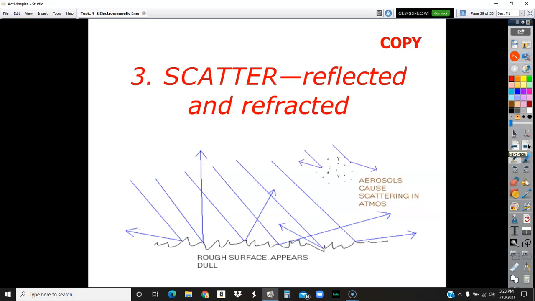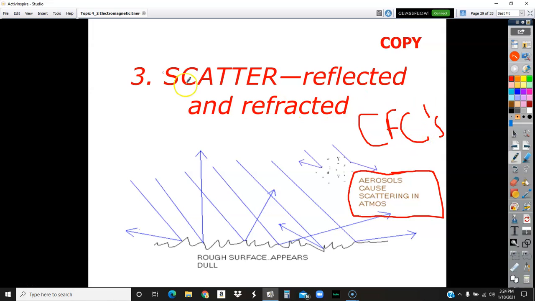Scatter. So scatter is a combination. Light, especially off clouds or aerosols. We talked about aerosols last week. Dust particles, CFCs, chlorofluorocarbons, all this stuff that comes out of spray cans and things. Those up in the atmosphere cause both. They cause sunlight to bounce off of them and also bend as they go through them. So clouds will do scattering of light.